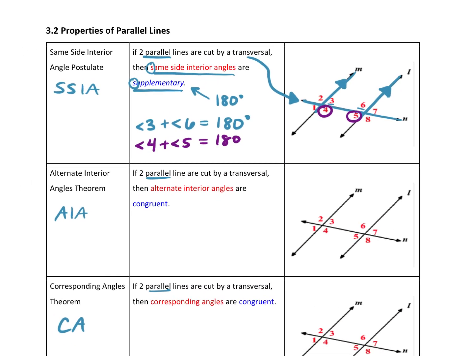Then the second one is the alternate interior angles theorem. This one says if two parallel lines, so again, these lines are parallel, are cut by a transversal, this one's your transversal, the one that cuts through the two parallel lines, then alternate interior angles are congruent. So not that they add up to 180 anymore, but that they are congruent. Tell your neighbor the two pairs of alternate interior angles that you see.